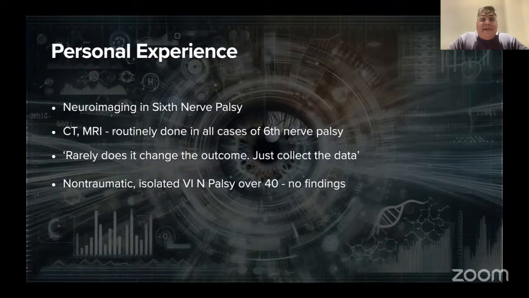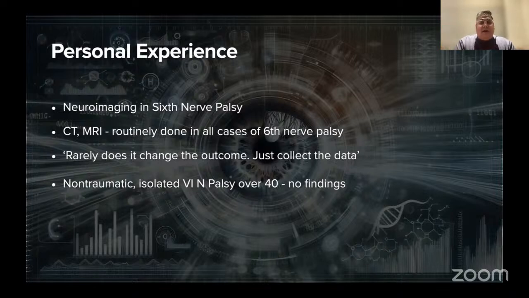My personal experience during my residency, I was working with Dr. Rashmin Gandhi, and he said, sixth nerve palsy patients come in, we do neuroimaging in all of them. Nothing really comes out, nothing changes the outcome. Do you think neuroimaging in sixth nerve palsy is really useful? I said, okay, we'll do a study. And we collected the data. I said, what data do we collect? He said, everything. And that's how we went about collecting everything.